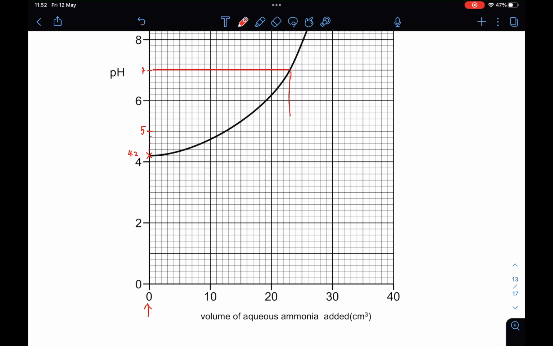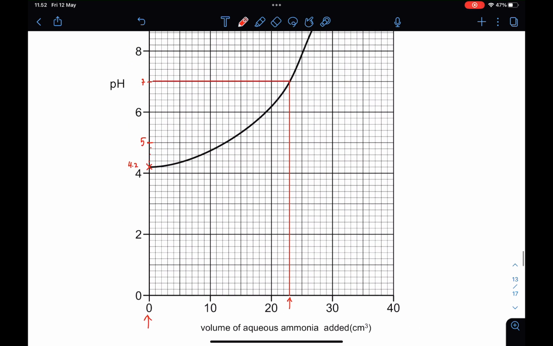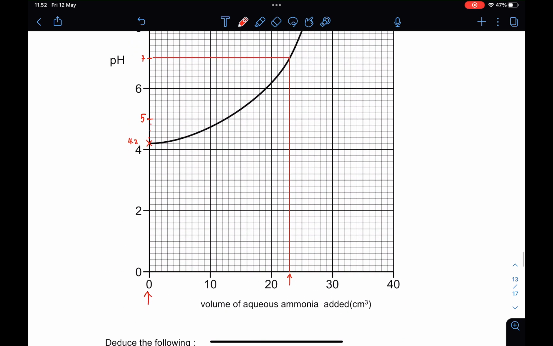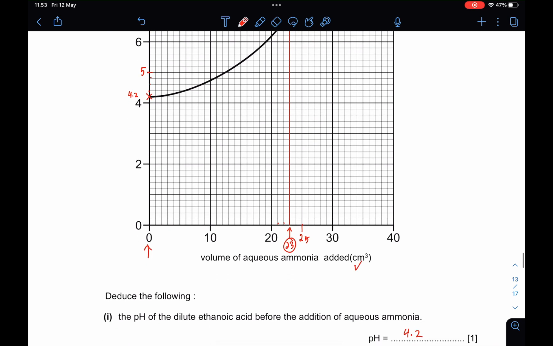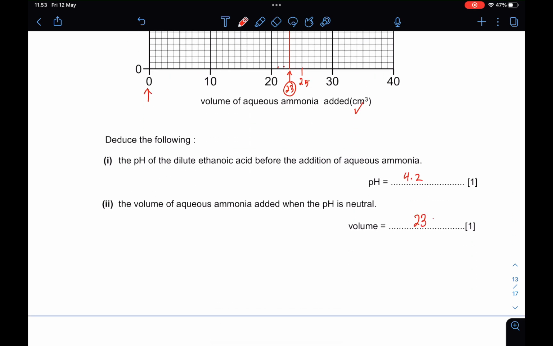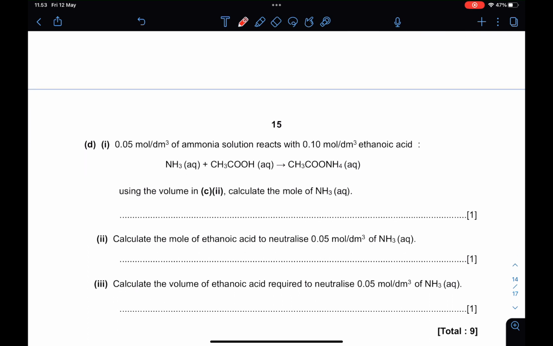Now, the volume of aqueous ammonia added when the pH is neutral. When the pH is neutral, we are talking about pH 7. If I bring this over here, we can see the volume of aqueous ammonia when the pH is neutral. This is going to be 25, so 21, 22, 23. So this is 23 cm cube.